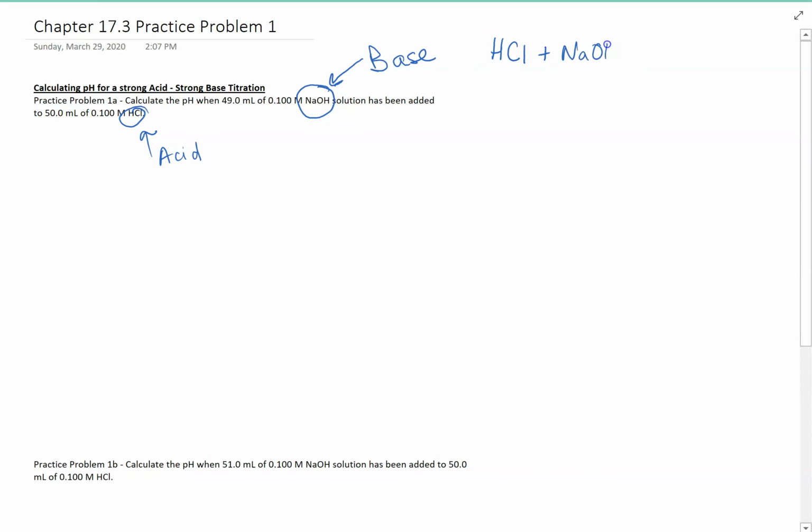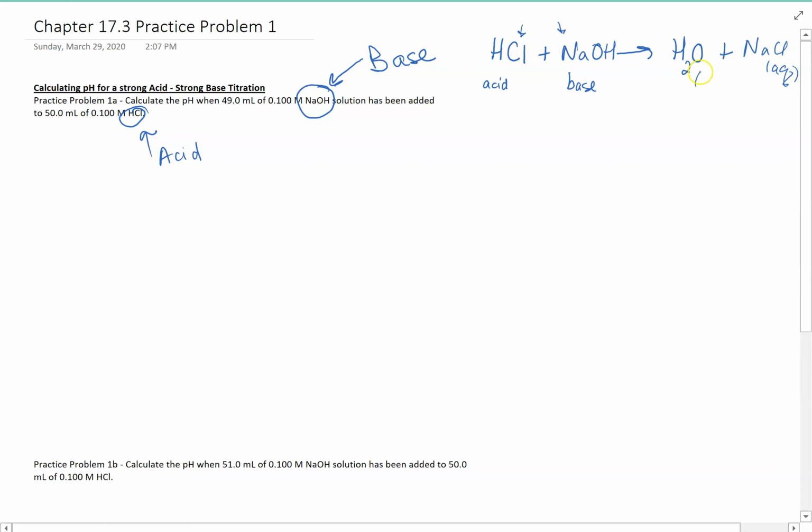In order to actually do this problem, we're going to start the way we always start, with a balanced chemical equation. When we do this, remember that since this is an acid, it's going to donate a proton, and since this is a base, it's going to accept that proton, and one of our 2 products is definitely going to be water. The other one is going to be a combination of what's left over, so the Cl and the Na is going to make NaCl. That's going to be an aqueous salt that we don't really care about. Water is going to be a liquid. Again, we don't really care about that.